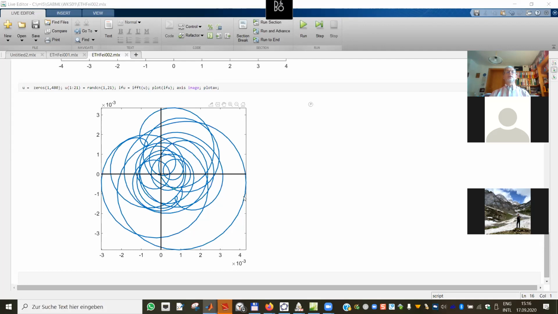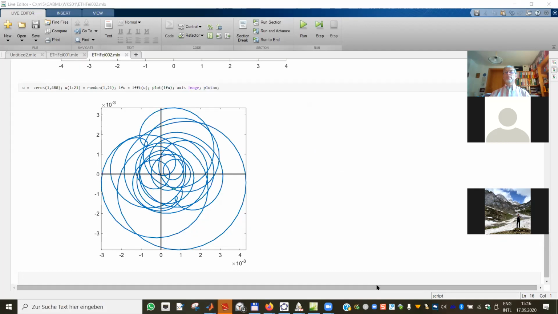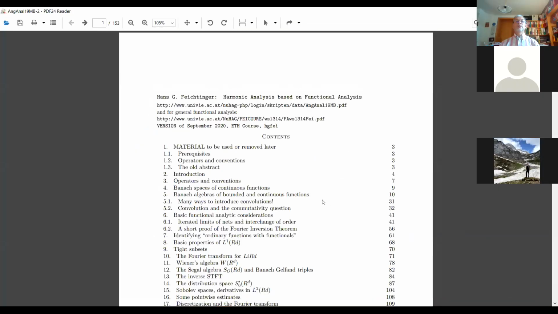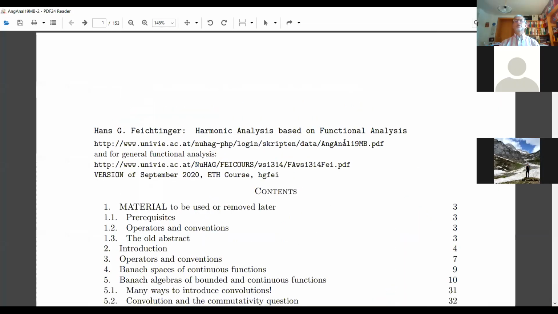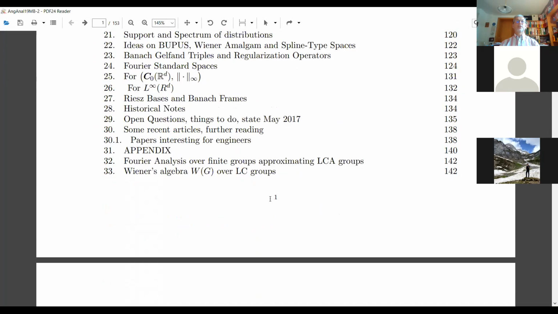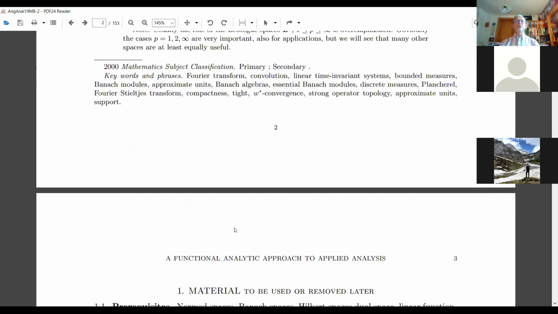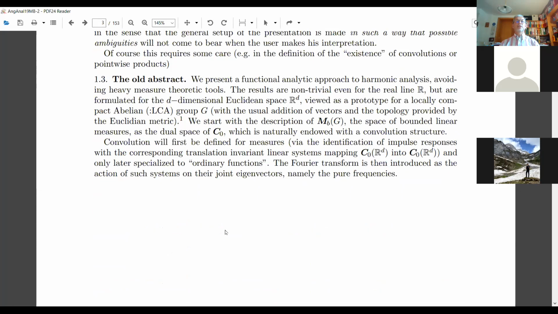So I'm going back now to the script file and hopefully, so now I hope that you can read the lines of the notes. If this is not valid, please let me know.